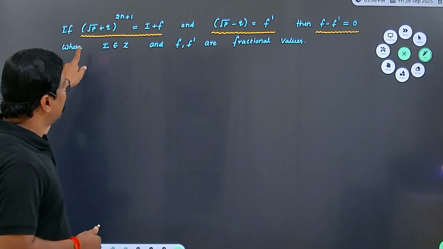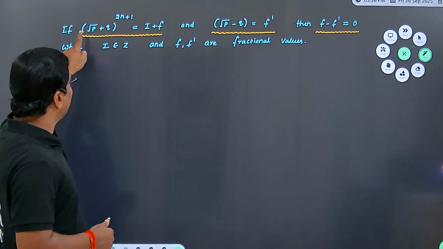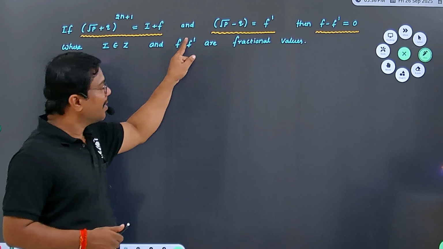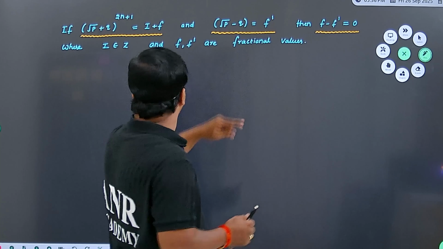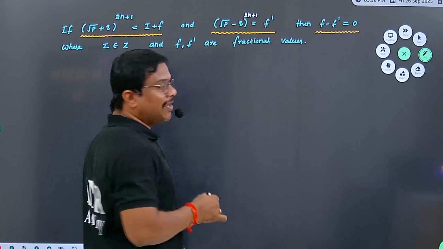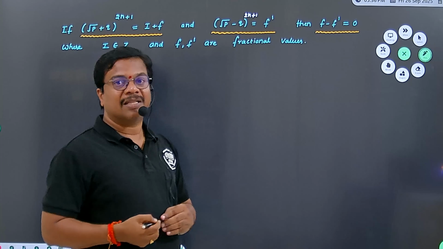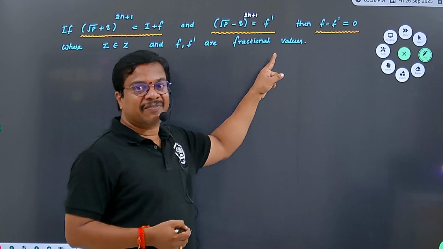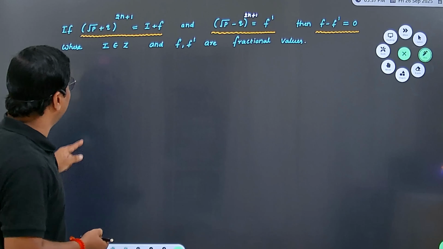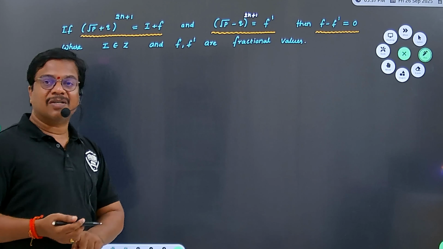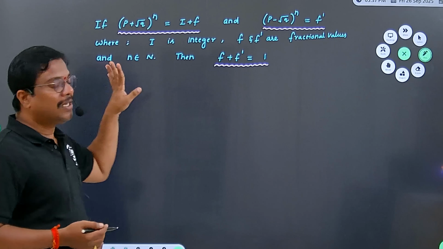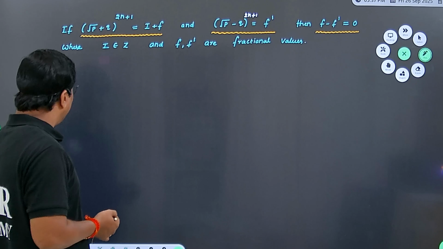Next, the second result: if you have (root p plus q) whole power 2n plus 1 equal to I plus f, and (root p minus q) whole power 2n plus 1 is equal to another fractional part f dash, then you have to remember that f minus f dash becomes 0. The difference between the first result and the second result is that here the exponent is 2n plus 1, which is an odd number. In the first one you have a natural number n. So these are integral value based questions.